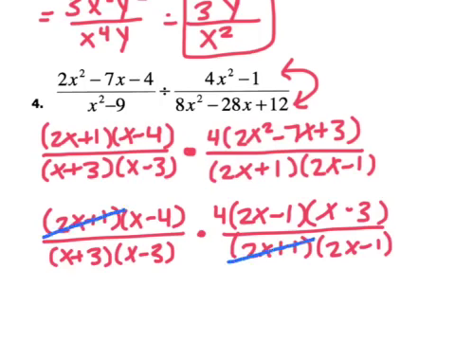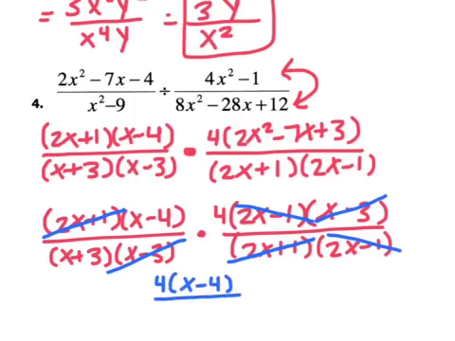So my 2x plus 1's cancel. I've got an x minus 3 and an x minus 3 here that cancel. And I've got another 2x minus 1, so I can cancel that with a 2x minus 1. And I need to write what's left. So I've got a 4 left in my numerator. I've got an x minus 4 left in my numerator. And in my denominator, I've got x plus 3 left.